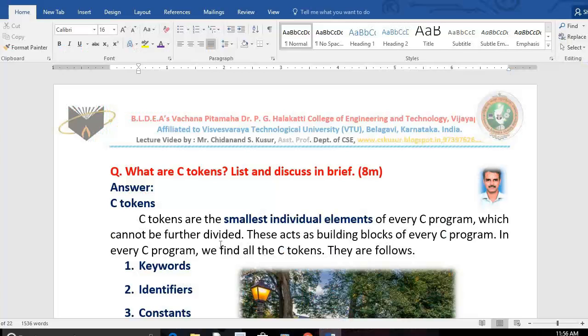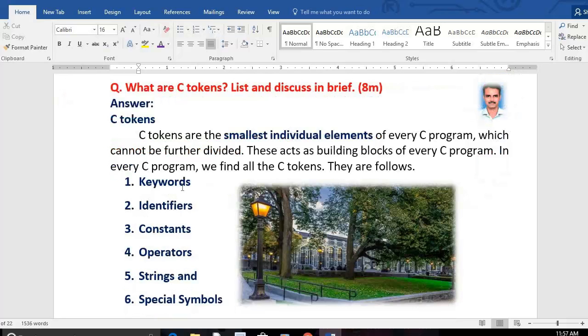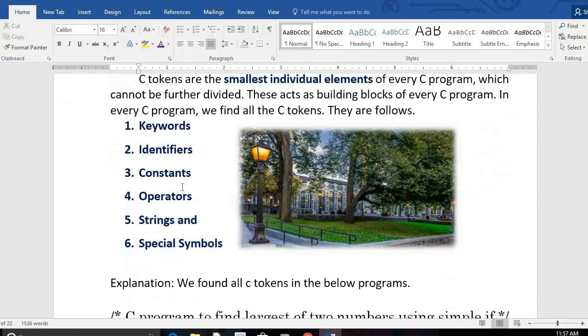In today's class, I continue the same topic named C tokens. In the last class, I taught you what are C tokens, what are keywords, what are identifiers, and the rules for defining identifiers. If you didn't see my last lecture video on C tokens, I request you to watch that lecture video, then watch this lecture video so that you can get the continuity.